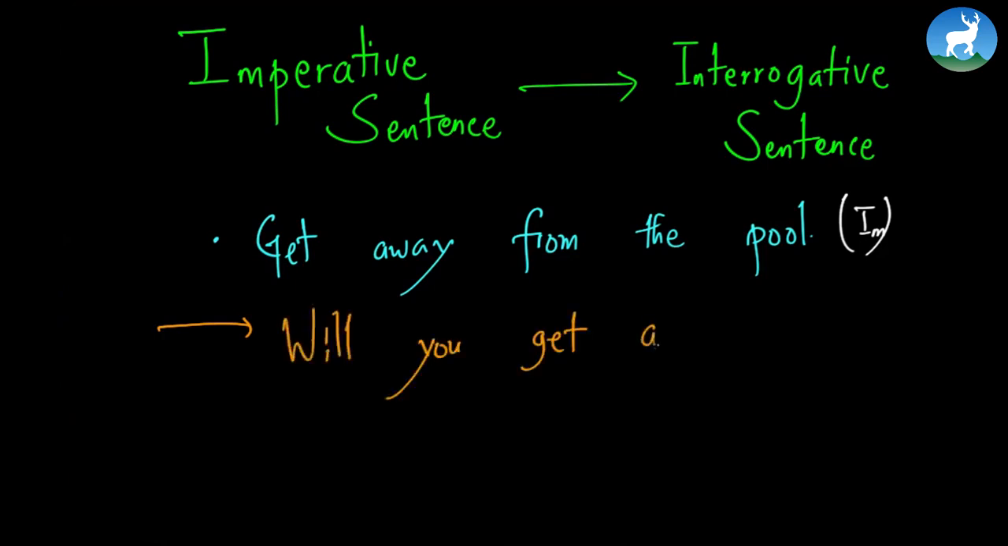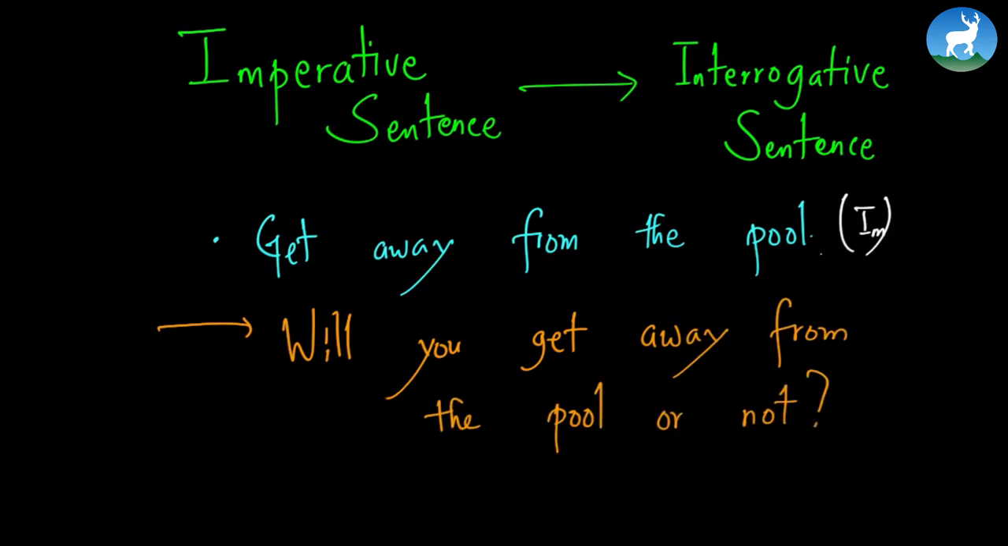Will you get away from the pool or not? This 'or not' is quite optional, so you can even not use it. Will you get away from the pool? Even that's fine. So this is now an interrogative sentence. I'm going to write IT for that. Look at the tense: get away is in present tense, and will you looks like a future tense, but still the sense of present is there. Will you get away from the pool? It's more like a request. Get away from the pool is more of a command, so the tone of the sentence is slightly changed. However, the meaning remains the same.